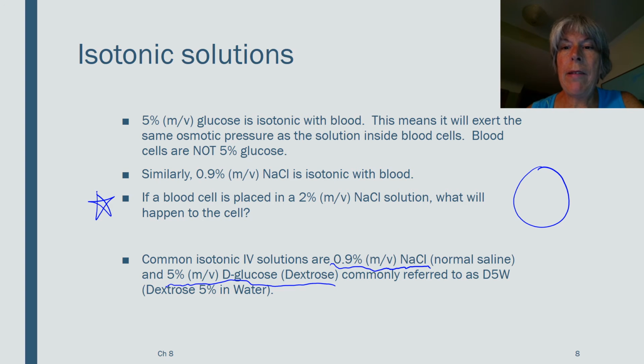If your blood cell is normally isotonic with a 0.9% sodium chloride solution, and you put that in a 2% sodium chloride solution, that means that the water will flow out of the blood cell into the solution to try to equalize the osmotic pressure, or to try to equalize the concentration of the solutions. That will not equalize osmotic pressure. What that will do is create less pressure inside the cell. The cell will shrivel up, and you'll have crenation happening.